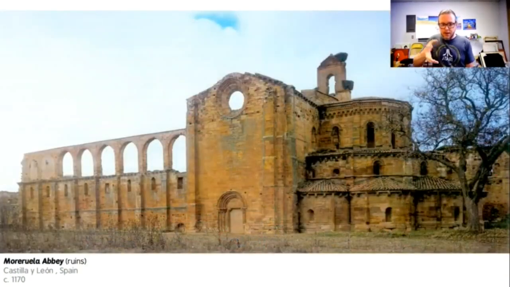Another one we can look at that will give us a good view of those apsidioles. I don't know why I'm struggling so much with it, guys. I apologize.